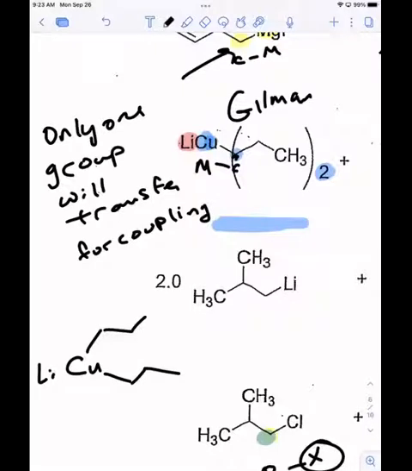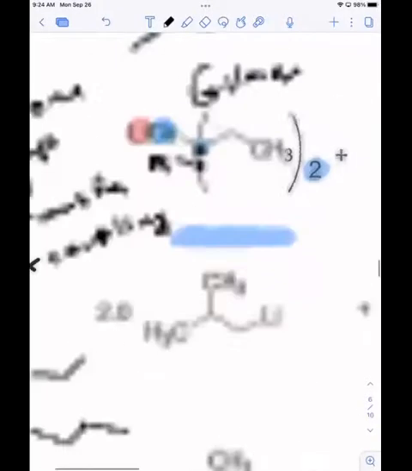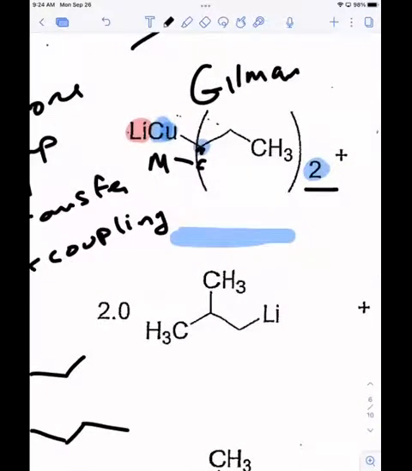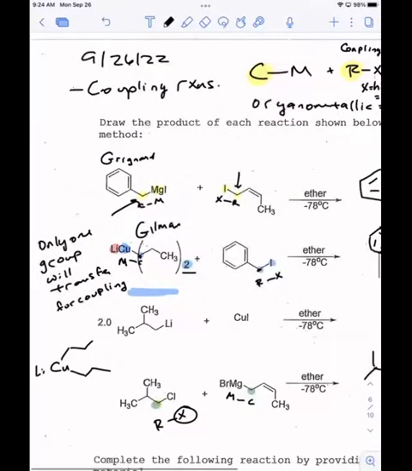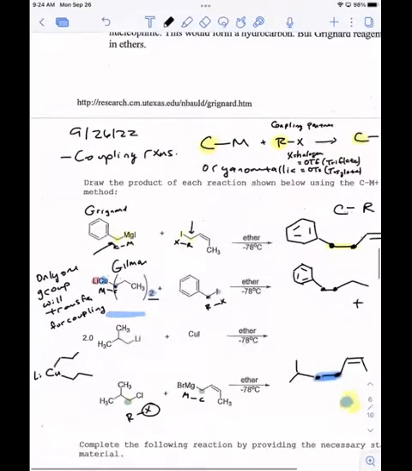Right, that's what it would look like. Because remember, with the Gilman, when you make it, you use 2 equivalents of your alkyl lithium or organolithium, and you react that with 1 mole of copper iodide. So you actually get 2 of those groups attached to copper covalently. Right, but you can also write it like this with a subscript, and it means the same thing. Okay, awesome. Good question.